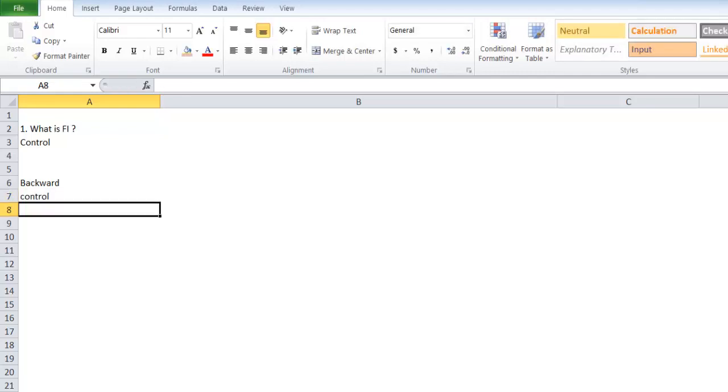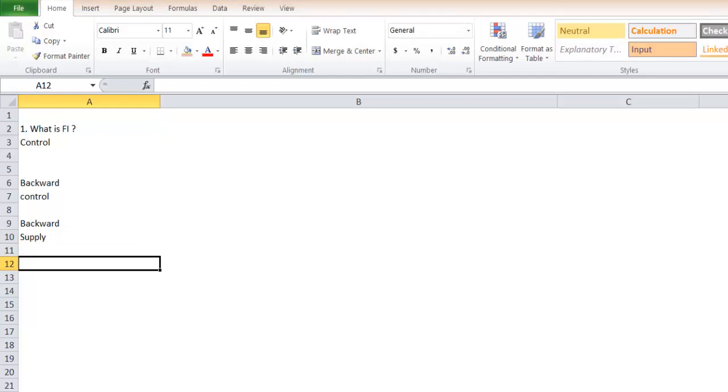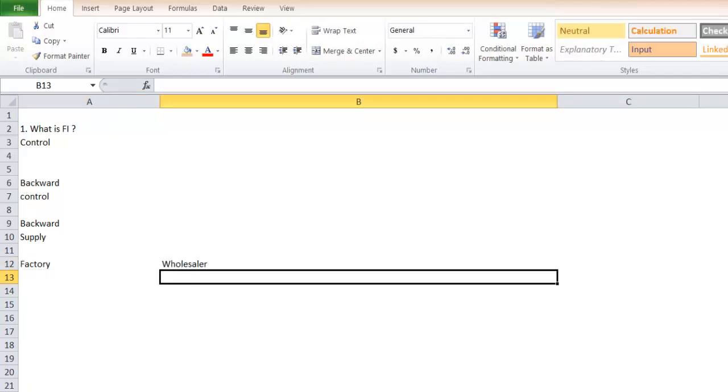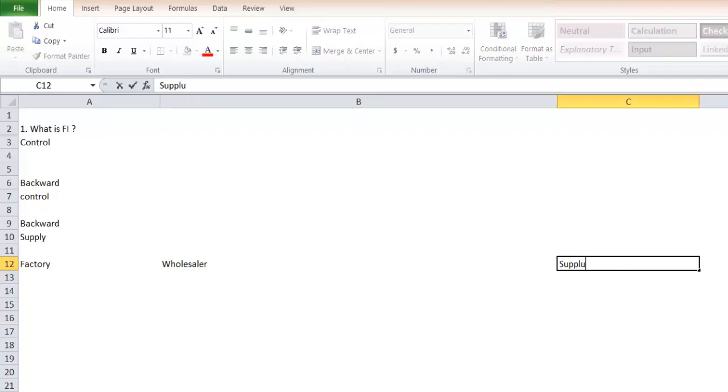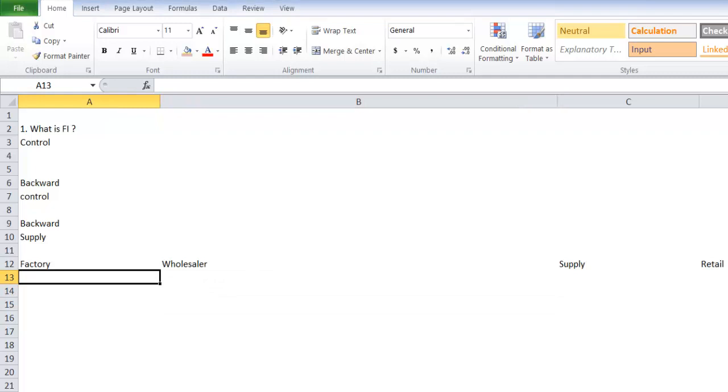On the contrary, backward integration helps the company get control of the supply side. So it's something like this. Let's say manufacturing, that is, the place where the product is developed. Let's say this is the factory. Then there are wholesalers, then there is another supply chain here, and then there is retail. Now let's say you are standing at this position. If you go back here, then it's backward integration.